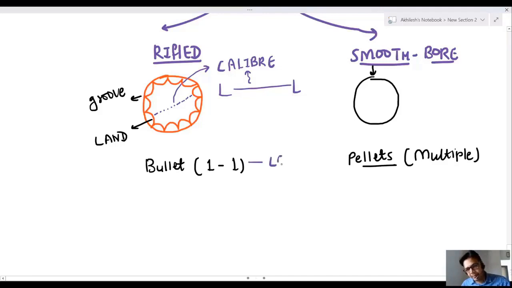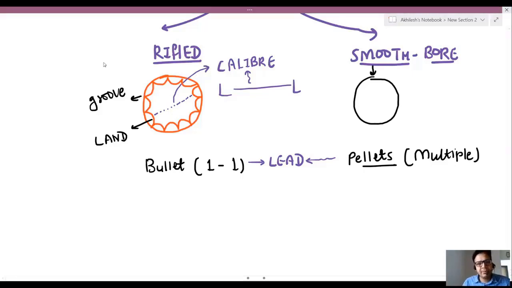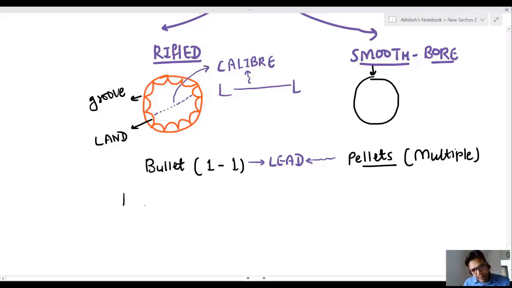Bullet and pellet both are composed of lead. But a bullet comes one by one and pellets come multiple. Friends, the bullet has rotation. Because the bullet is coming through the land and groove, rotation is present here; here rotation is absent.